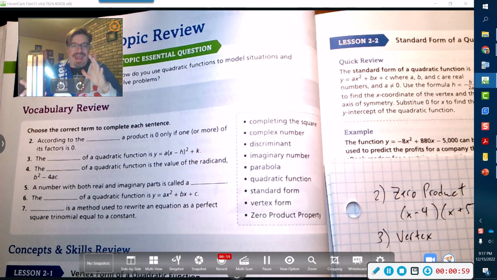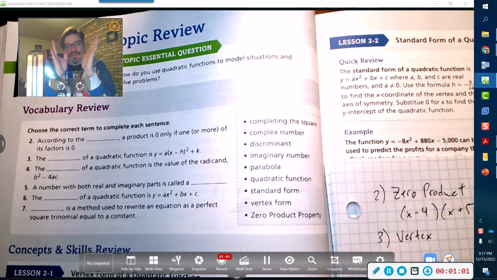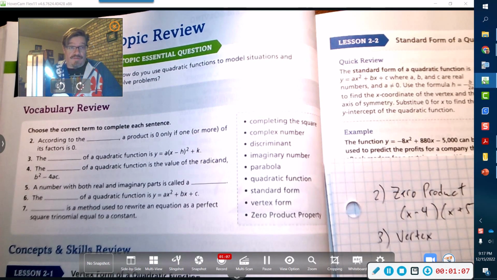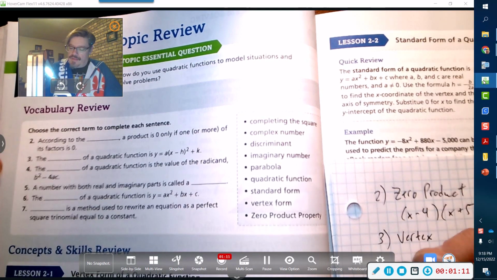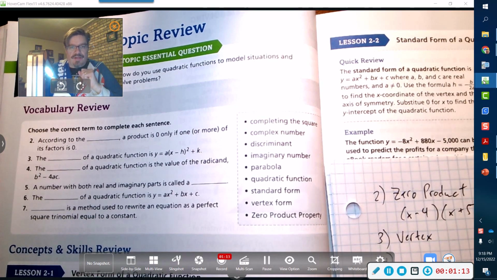The a can be problematic because that tells you the squeeze or the stretch, and so sometimes you have to solve for that. We'll get into that later. So that's vertex form. Number 4, that little piece that's part of the quadratic formula, that's under the radical, which means it's called the radicand. That b squared minus 4ac is the discriminant.